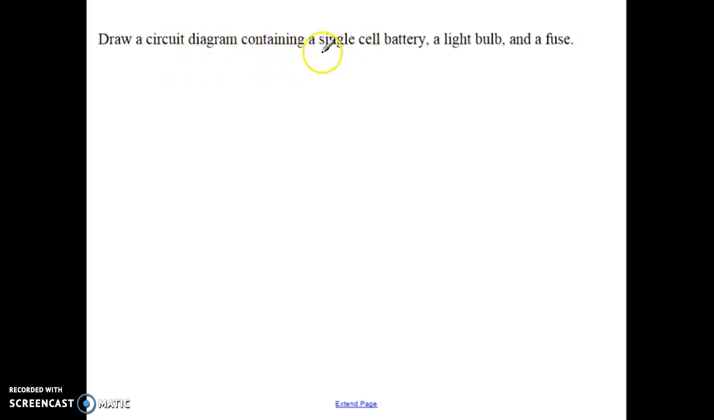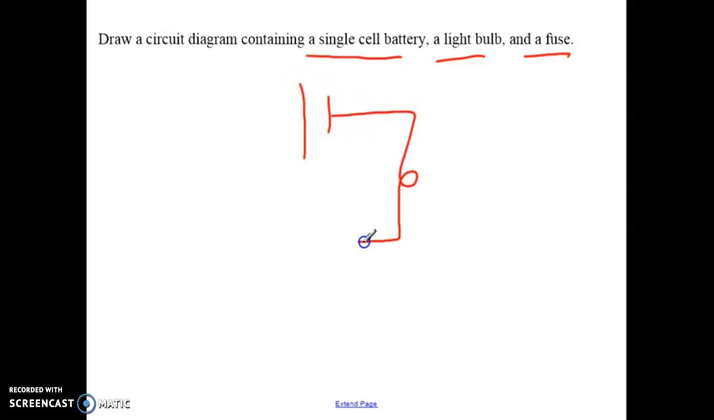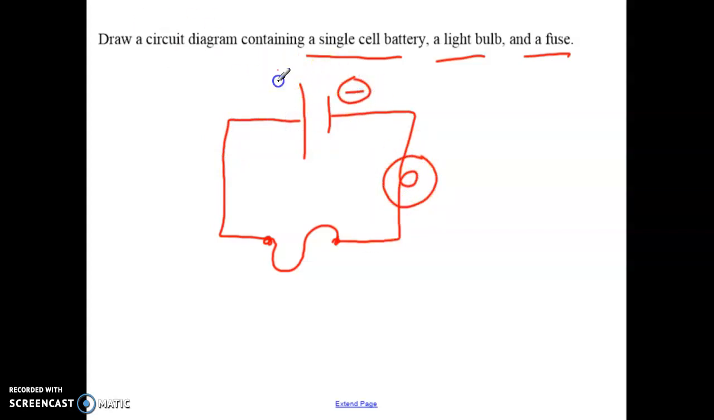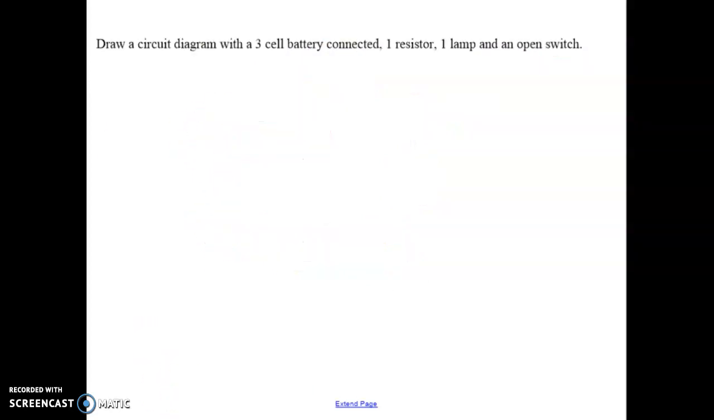So we have a circuit diagram with a single cell battery, a light bulb, and a fuse. Okay, so single cell battery, a light bulb, and remember the fuse is the squiggly connected. So here's our light bulb. Don't forget to actually do the circuit. So we have negative, positive. Because this is closed, you would show electron direction, right, with the arrows. Okay, and then our last one, pause the video if you'd like.